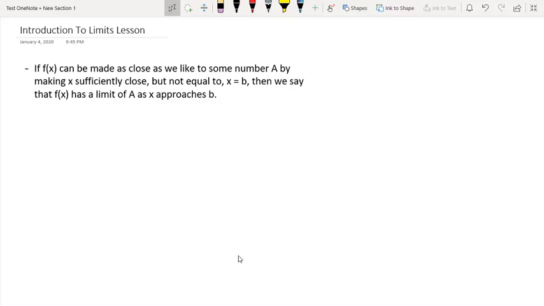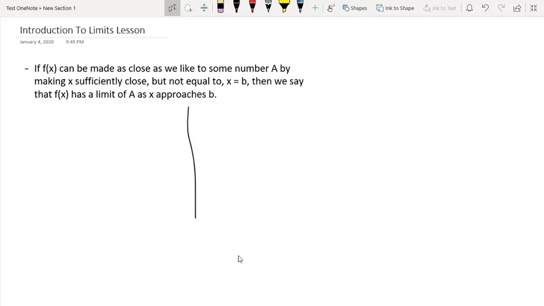So this is the informal definition of a limit, and we say if f of x can be made as close as we like to some number a by making x sufficiently close but not equal to x equals b, then we say that f of x has a limit of a as x approaches b. So I'm going to explain what this means graphically.